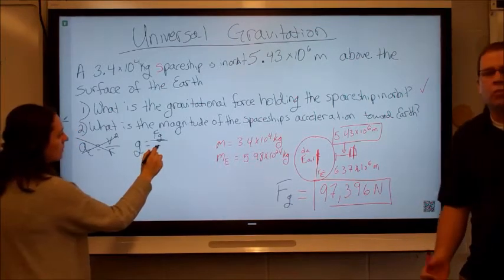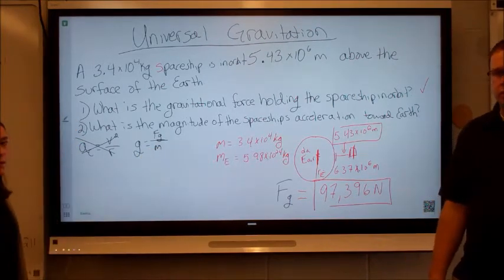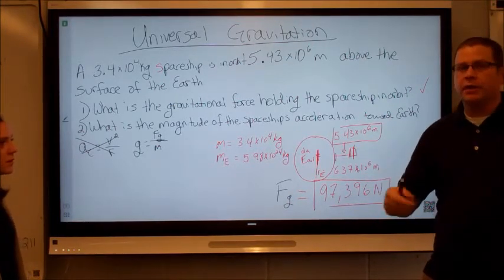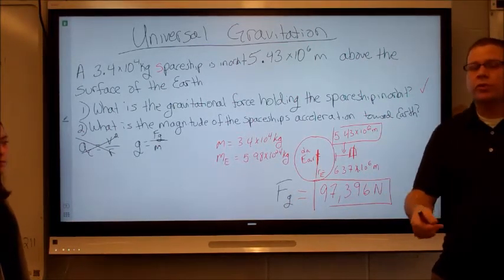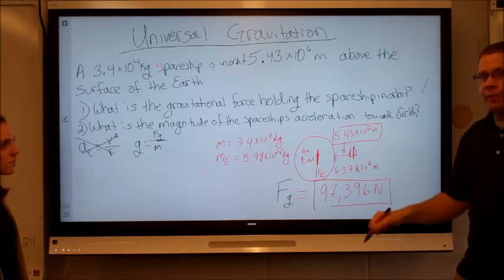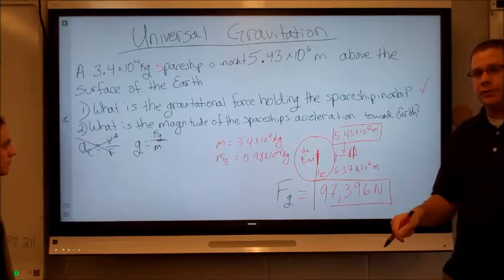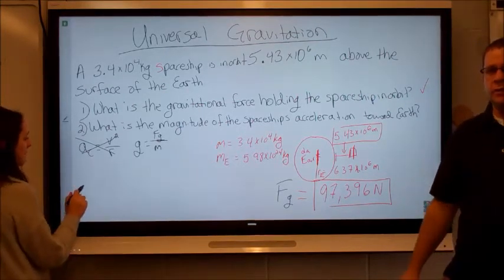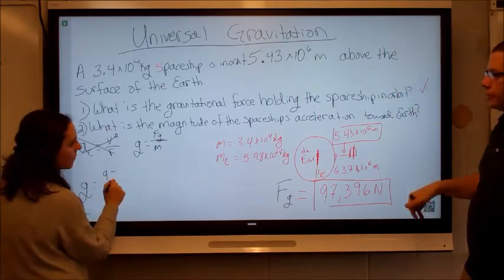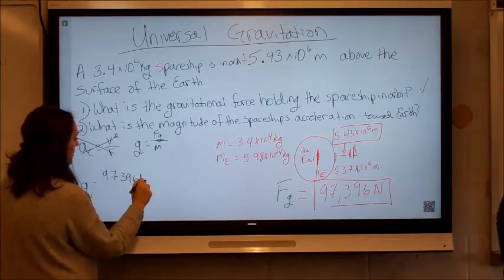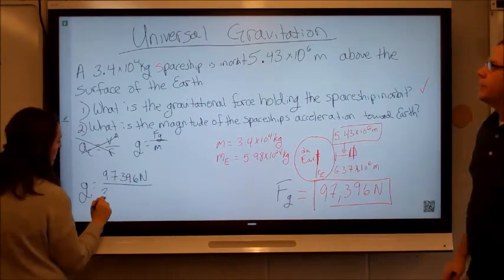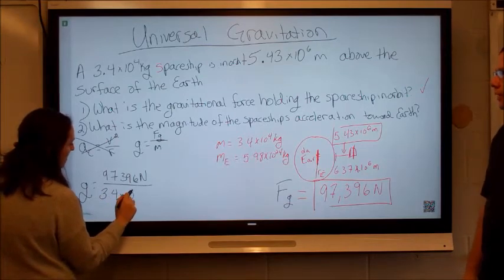Now, why is this the proper equation? Well, it says on the side of your reference tables that little g is the acceleration due to gravity or the gravitational field strength. At this point above the planet, that would be anything's gravitational field strength at that radius. So then all we really have to do is take the answer we got for number 1, the gravitational force, Fg, 97,396, and divide it by the mass of the spaceship, which is 3.4 times 10 to the 4th kilograms.